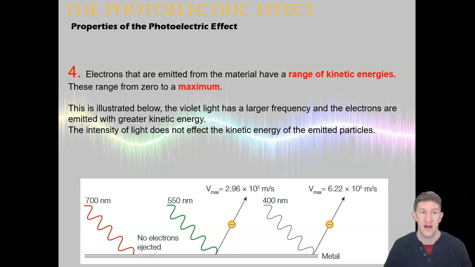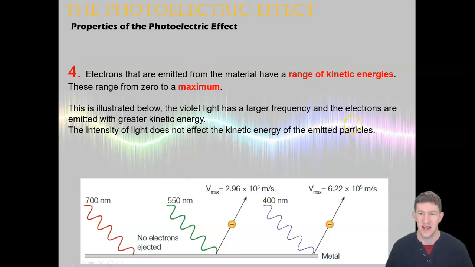Number 4, the electrons emitted have a range of kinetic energies. This ranges from 0 to a maximum value. So it's not just all electrons are ejected at one specific kinetic energy, there is a range of kinetic energies. You can see this below.